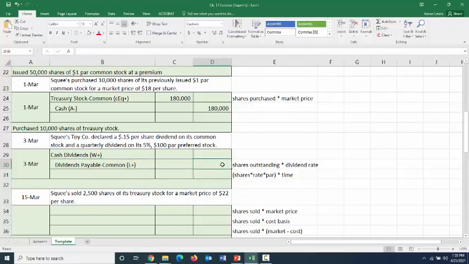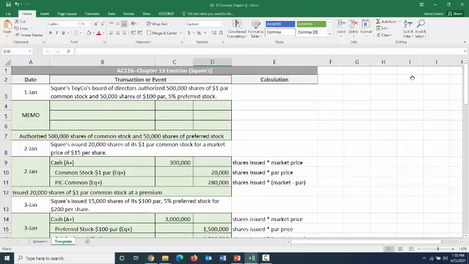Well, how do you figure out how much you're going to pay your shareholders? Well, it's the number of shares that you have outstanding at the time times the dividend rate that you're paying. Well, the dividend rate is given in the problem. It's 15 cents per share, which means we need to go back and figure out how many shares are outstanding, which is the number of shares the public right now, at the time we're making this declaration, currently owns. And we can figure that out by going back through our journal entry over here.